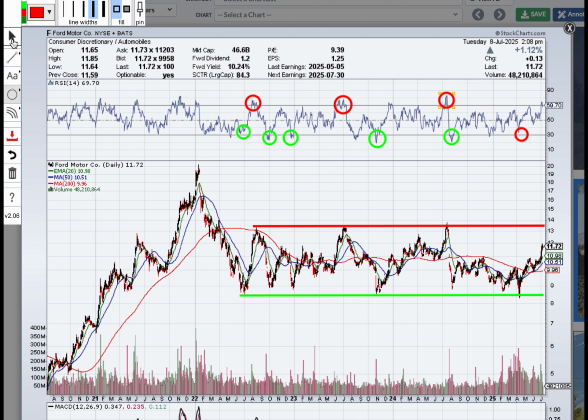And what does this mean? This is called the RSI. That stands for Relative Strength Indicator. Is this stock very strong right now, or is it very weak?